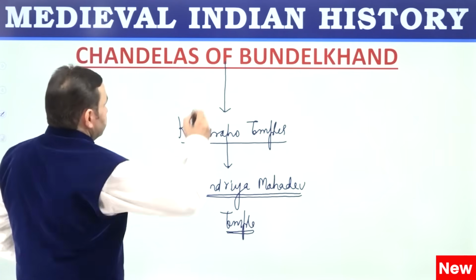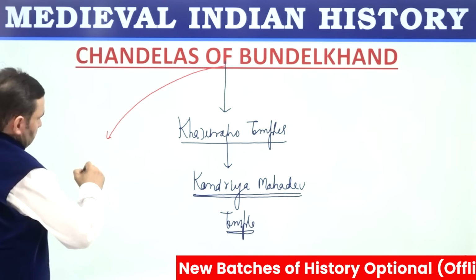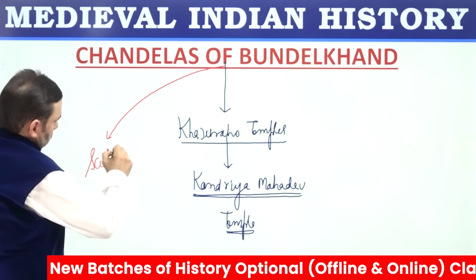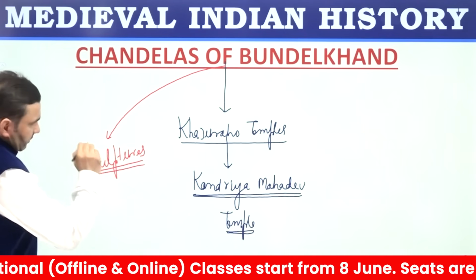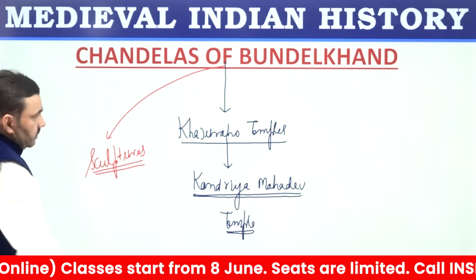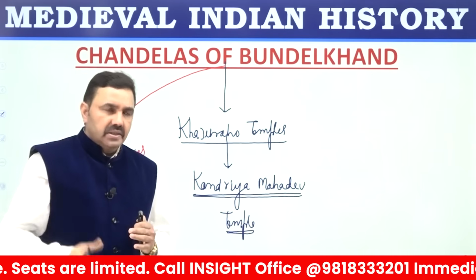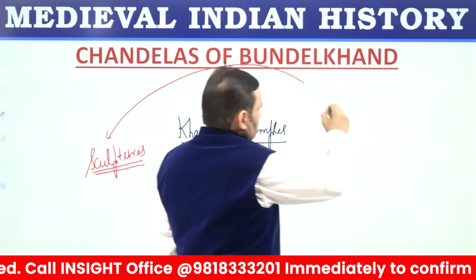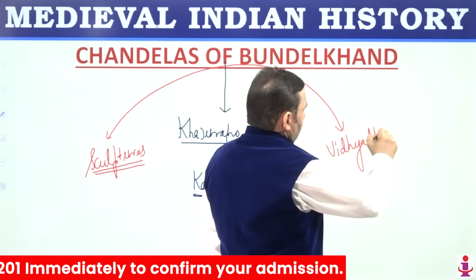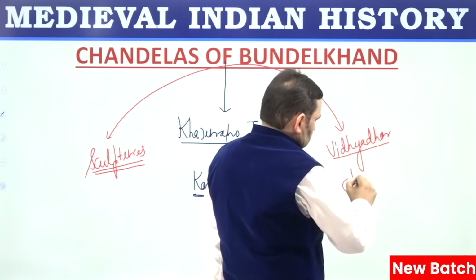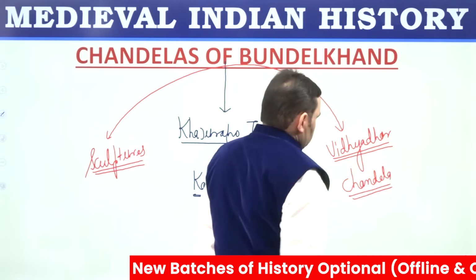Chandelas were great builders. So these temples are famous in the whole world for beautiful sculptures, the sculptures depicting feminine or female beauty. They were also very powerful. They also fought against Turkish invaders. And the most prominent ruler here was Vidyadhar. Vidyadhar Chandela fought against Mahmud Ghaznavi. They lost.